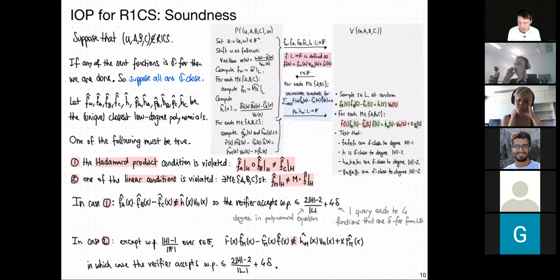Someone is asking me to repeat case 2. There are two sources of error. There is the randomized reduction from the linear condition to the univariate sum check, and then there is the error of the univariate sum check itself. This is the reduction over R, right? And this is the error of the univariate sum check, right? Because we're saying if the linear condition doesn't hold, then with high probability, we will get a false sum check statement, right? But there is some error there over R.